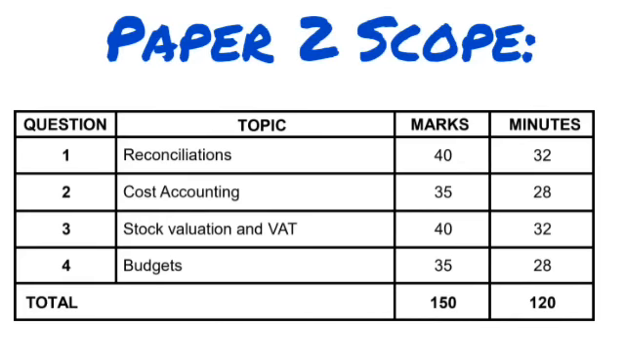When you look at your paper 2 scope, you see that we have 4 topics that are going to be your concern for paper 2. You're going to have reconciliations, number 1, and then cost accounting, which is also known as manufacturing. And then we are going to look at stock valuations and VAT. Usually they go hand in hand with each other. And finally, the last topic we are going to look into is the topic of budgets.